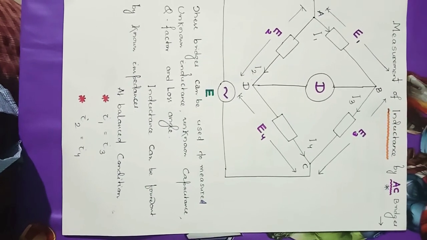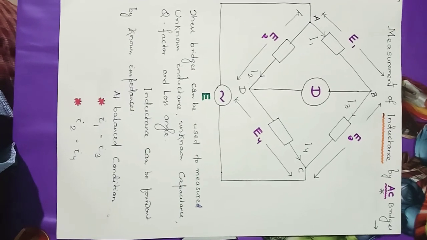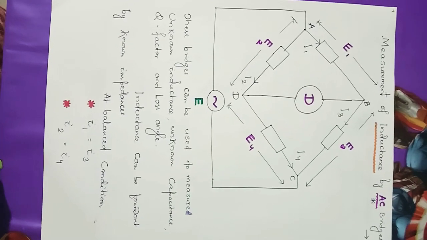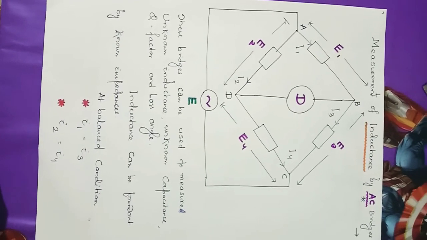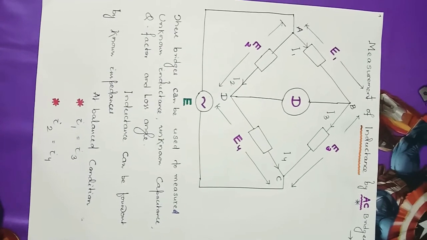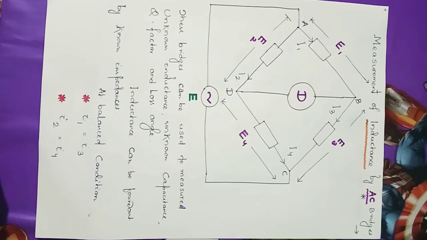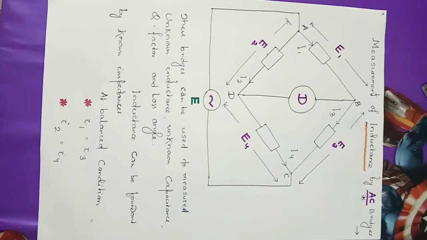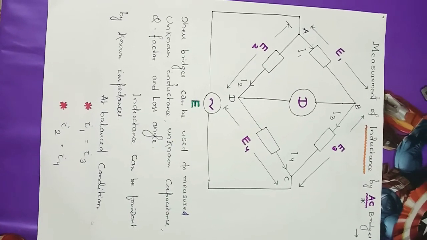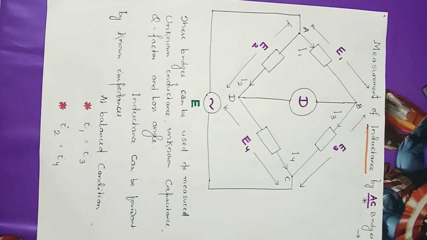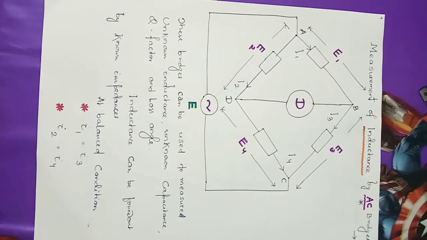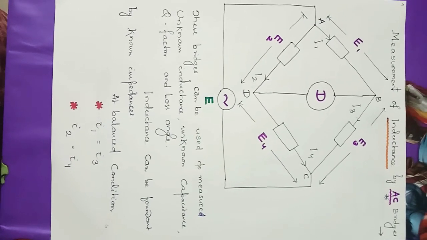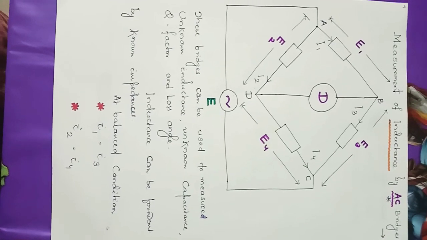Measurement of inductance can be possible by application of bridges. Here the figure is AC bridges. E1, E2, E3, E4 are shown in figure. There are four currents, I1, I2, I3, I4. These bridges can be used to measure unknown inductance and unknown capacitance. It can also measure the quality factor or Q factor as well as loss angle. Inductance can be found out by known impedances.